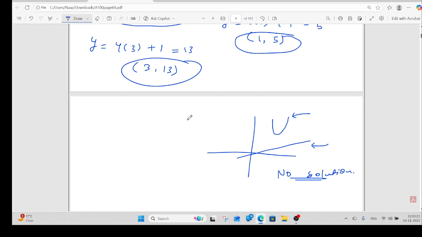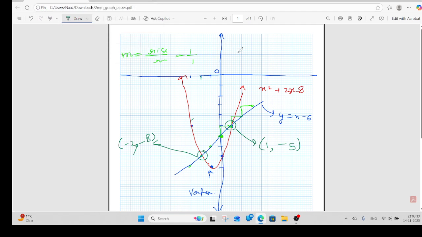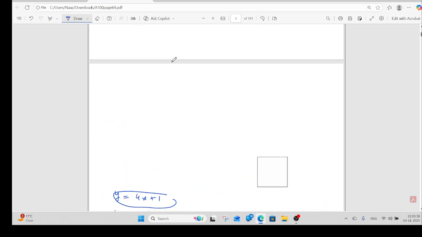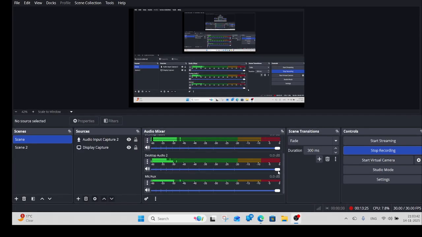Yeah, so that's how we solve system of linear and quadratic equation using two methods. You can use either of them to solve it. This is the graph method and this is how we do it algebraically by equating these two equations, right? Is this clear? Thank you.